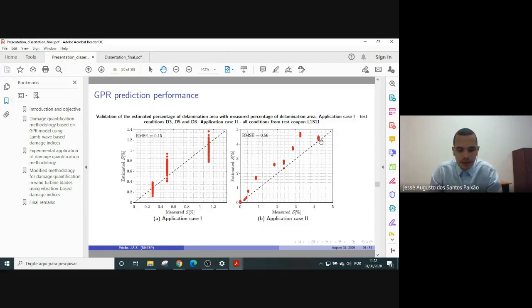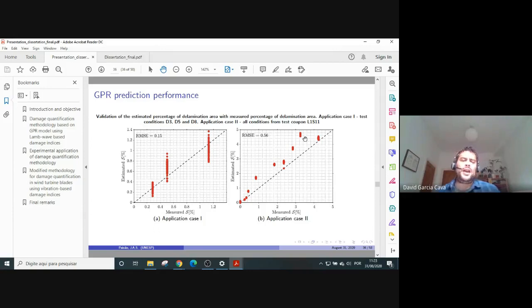I think that this is also caused by the small number of population used for training. It could be improved, but if you think that you have nothing when you start to monitor a structure, we don't know information about the damage severity, it could be an interesting estimation, even with this error that is not so large.